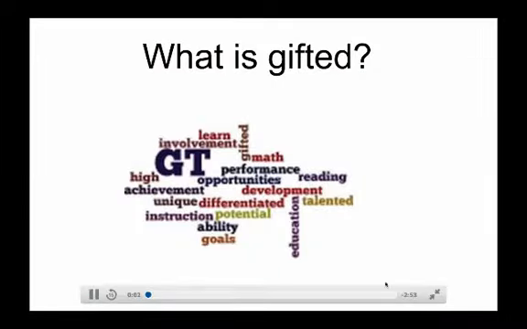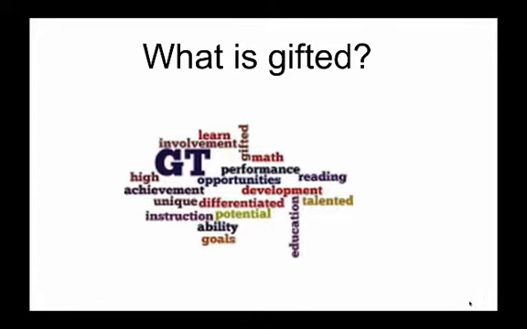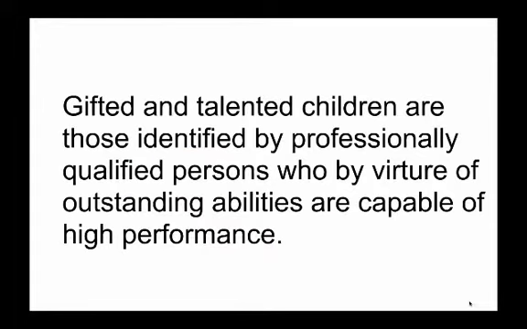When we are looking at the identification and assessment of gifted children, it is imperative that we define what giftedness is. According to the Marland Report, gifted and talented children are those identified by professionally qualified persons who, by virtue of outstanding abilities, are capable of high performance. I think that it's important here that we look at the word capable. It doesn't actually say they are performing high, but they are capable of performing high.